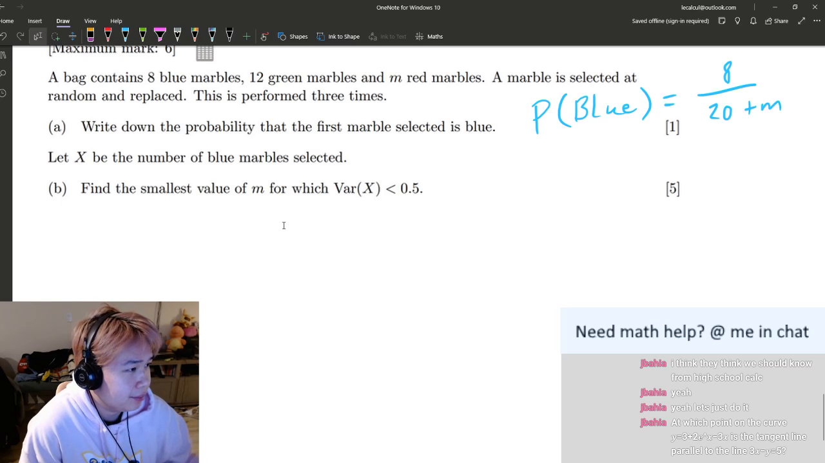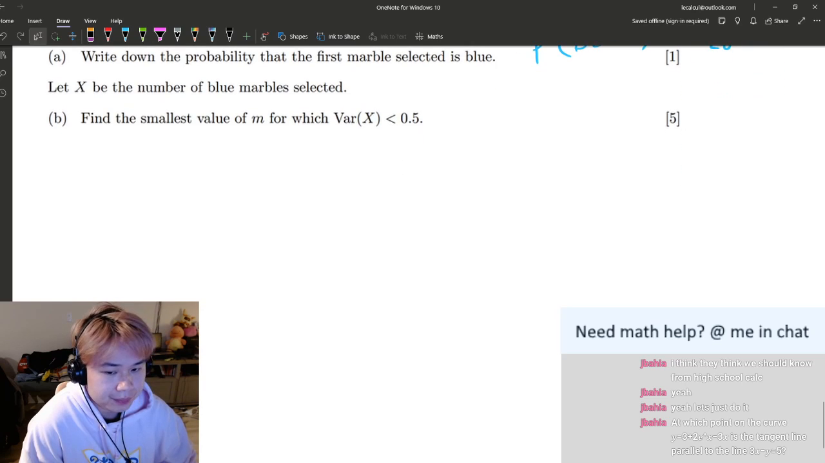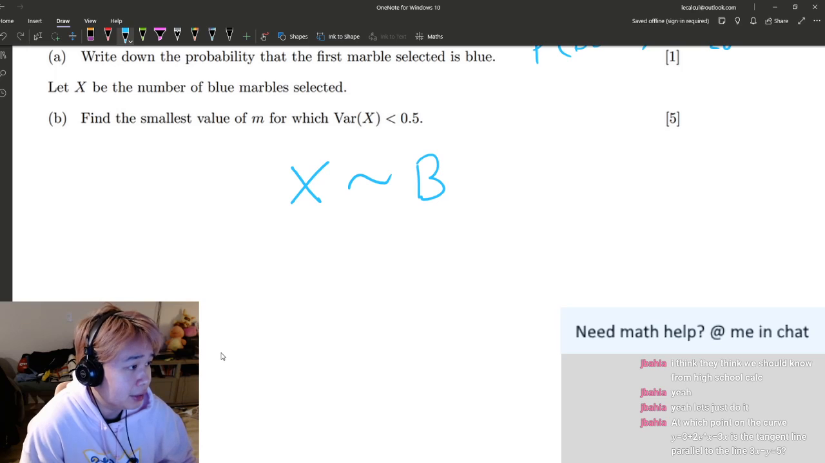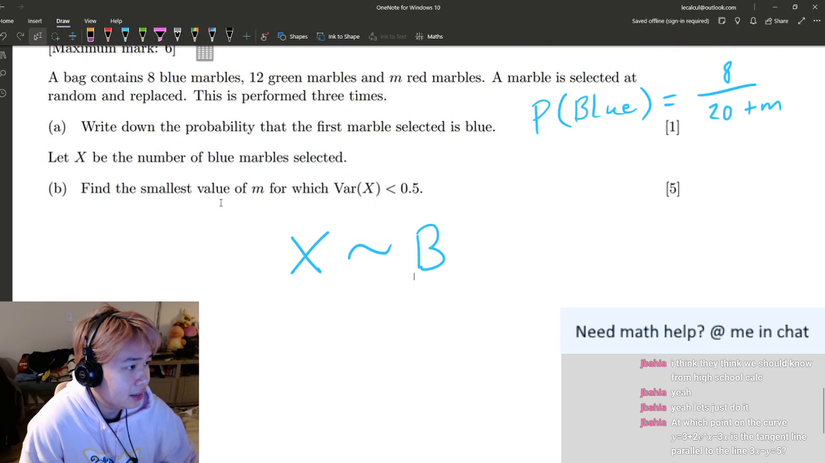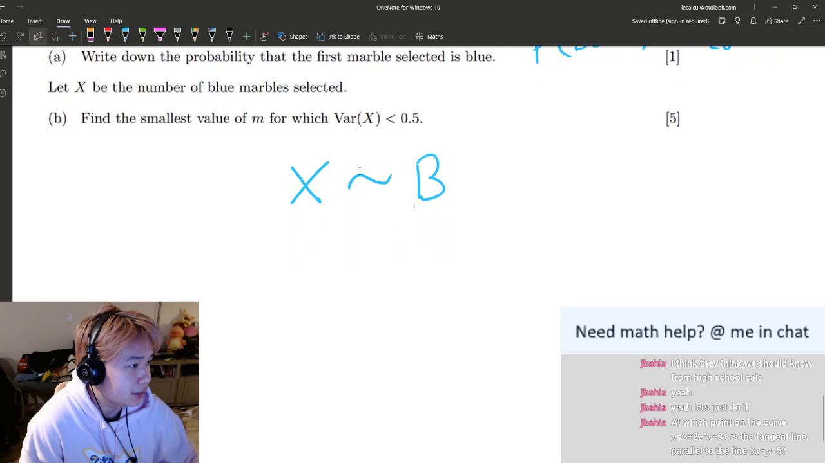Okay, next up. Let x be the number of blue marbles drawn. Find the smallest value of m such that the variance is less than 0.5. Okay. So, you have to note that x is binomially distributed. We're counting the number of blue marbles, so it's binomial.